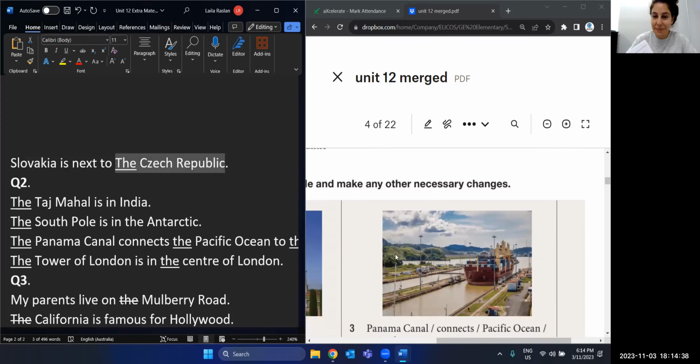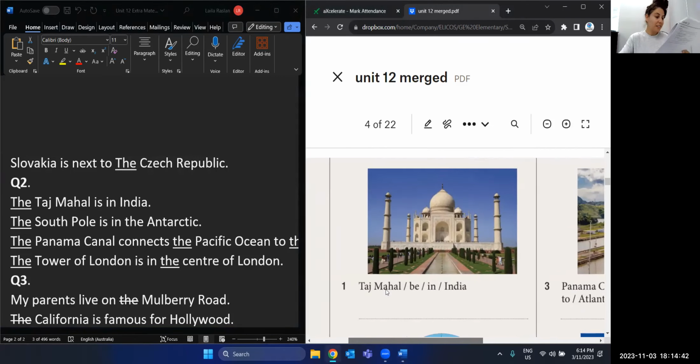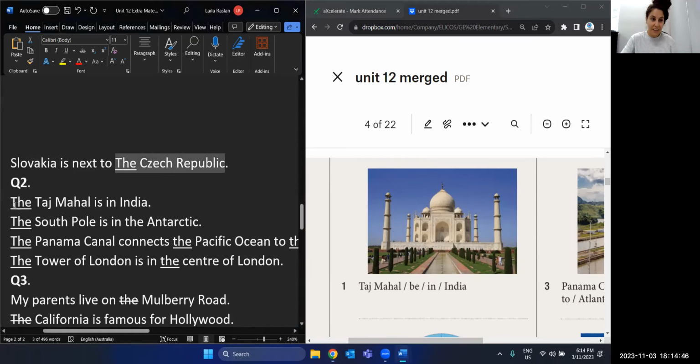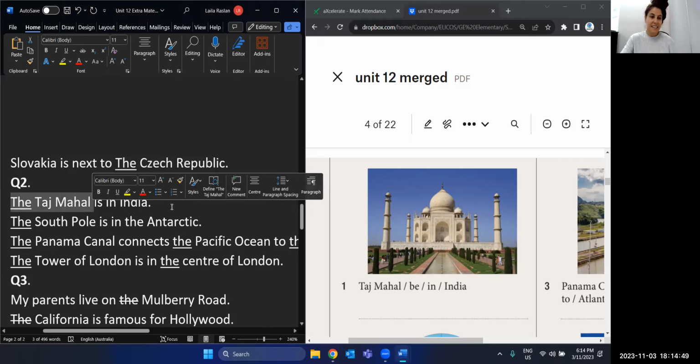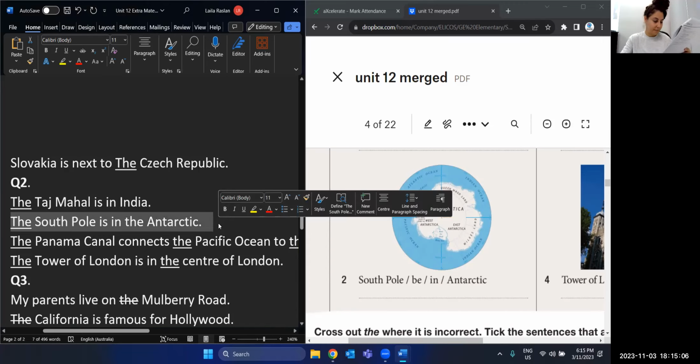Okay, let's make some sentences, correct the sentences. So Taj Mahal, the Taj Mahal is in India. Number 2, the South Pole, Antarctica.